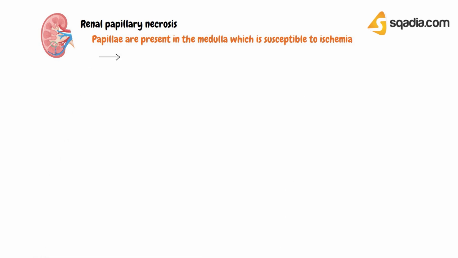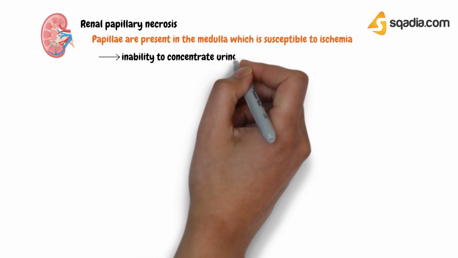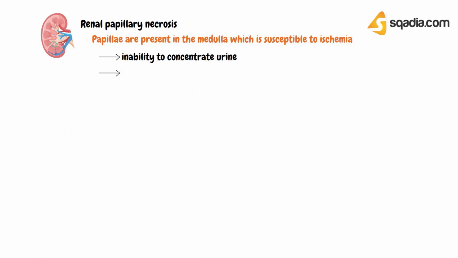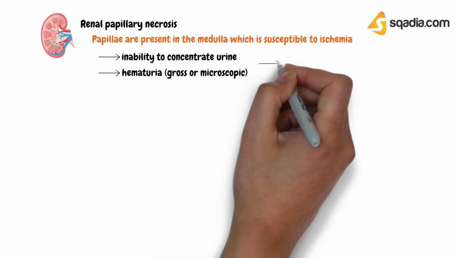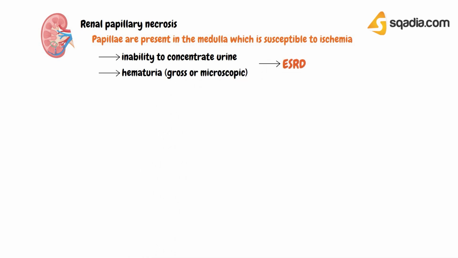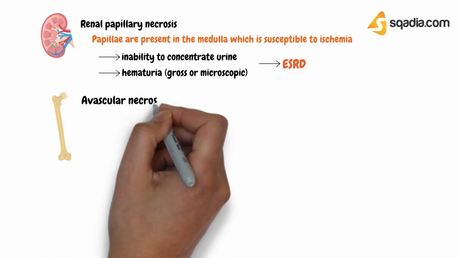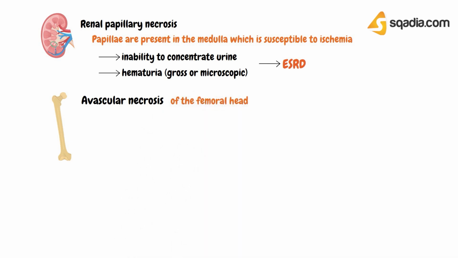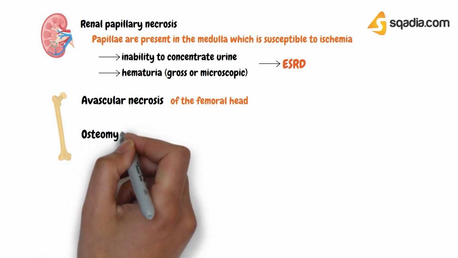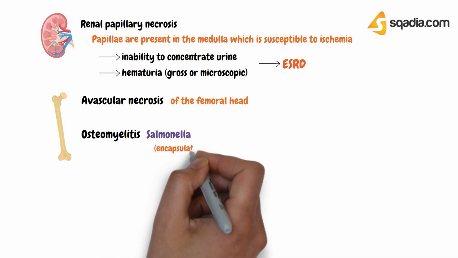So, due to renal papillary necrosis, the kidney is then unable to concentrate urine, and you might also have hematuria, either gross or microscopic. And the end result of renal papillary necrosis can be end stage renal disease. So, moving on to the bone, vaso-occlusive crisis can cause avascular necrosis of the femoral head because of its unique blood supply. And it can also lead to osteomyelitis, which is caused by the Salmonella typhi bacteria, which, by the way, is an encapsulated gram-negative bacteria.